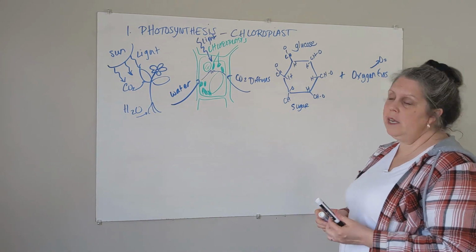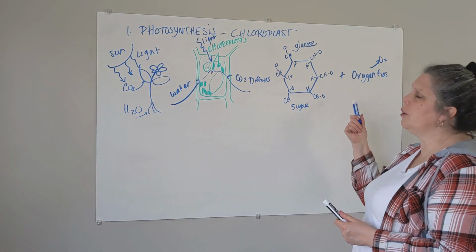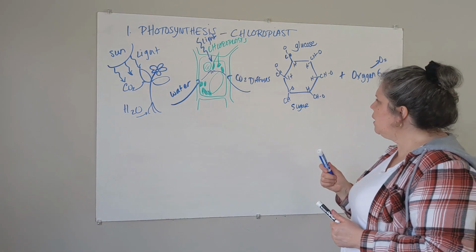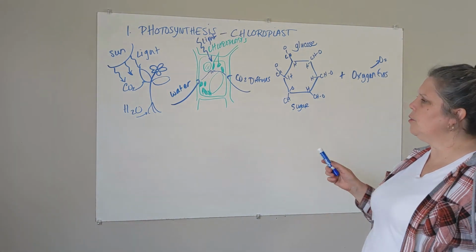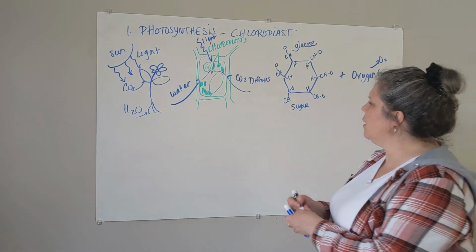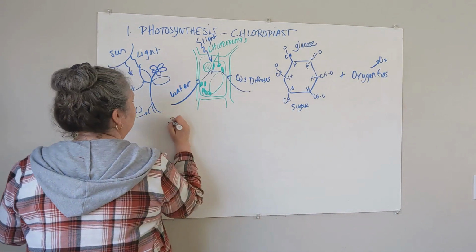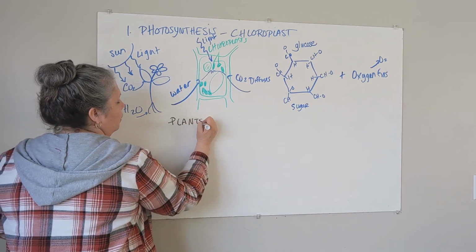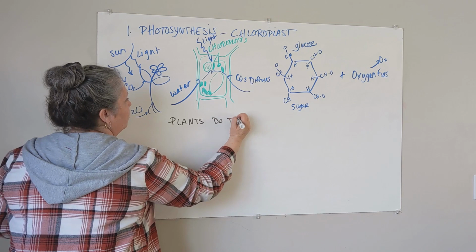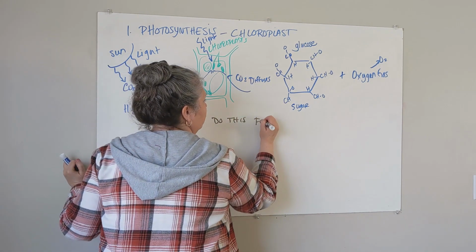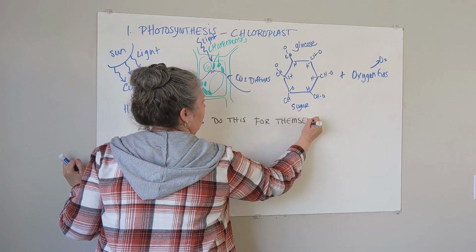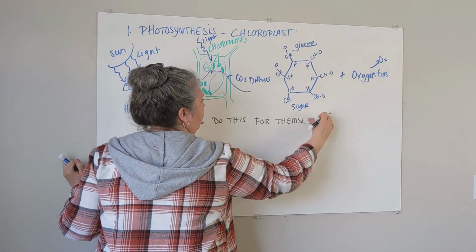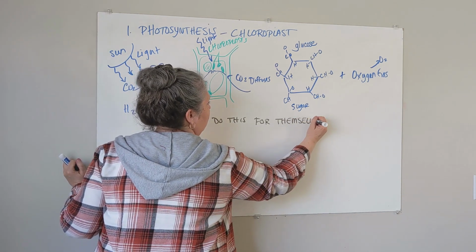An important thing to understand is that plants don't make sugar and oxygen for you. They make it for themselves because they need it. They need it to build their cell structure. Okay, in fact, let's write that down. Plants do this for themselves. Not for us.